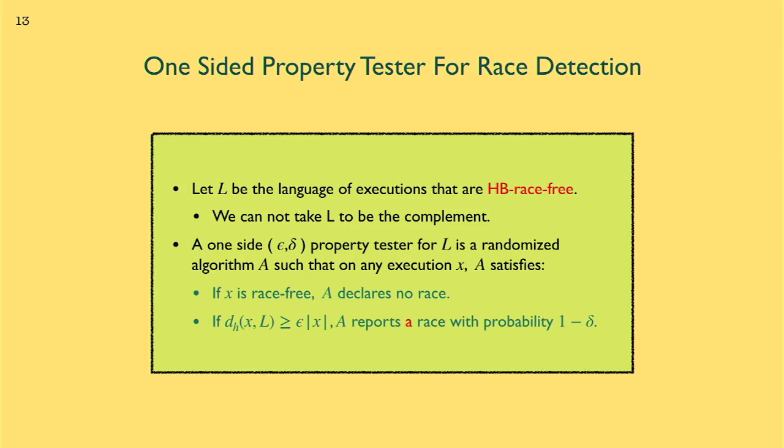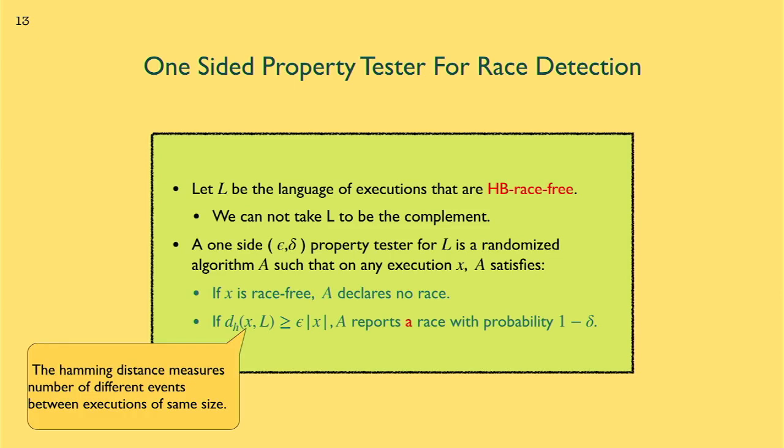Okay. And then a one-sided epsilon-delta property tester for L is basically a randomized algorithm A, such that on any execution X, if X is risk-free, it reports no risk. If X is epsilon-far from being risk-free, it reports a race with probability 1 minus delta. Okay, and here we use the Hamming distance to measure how far away an execution is from the set of risk-free executions. The Hamming distance basically measures the number of different events between executions of the same size. It is not defined over executions of different sizes.